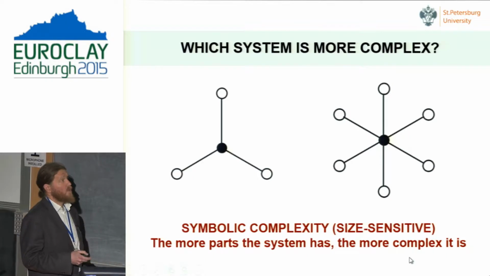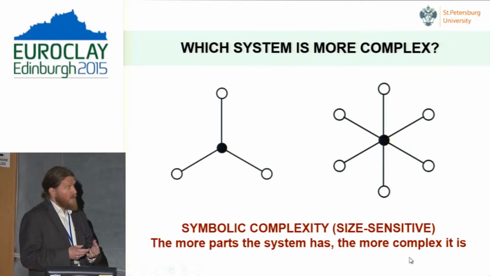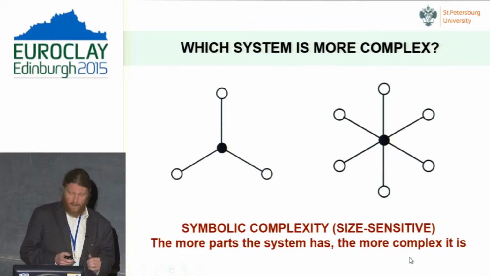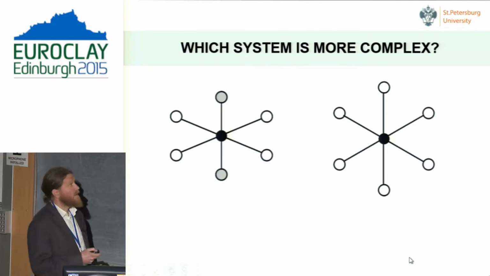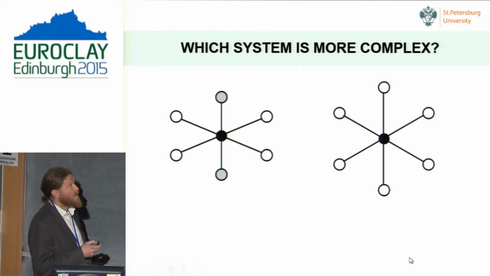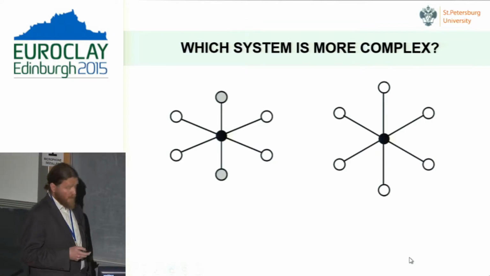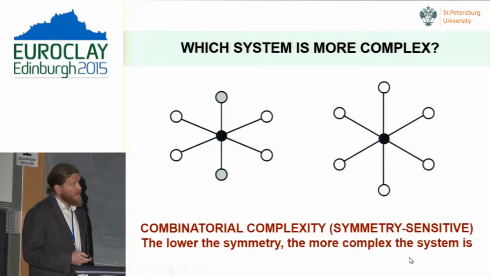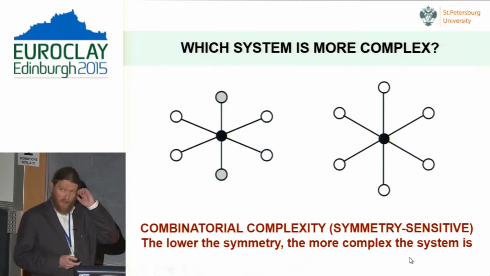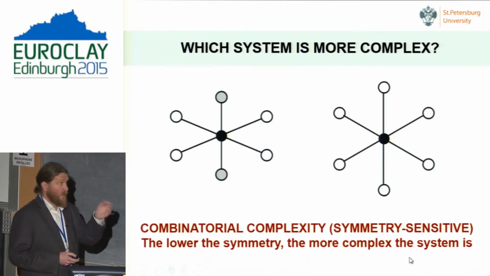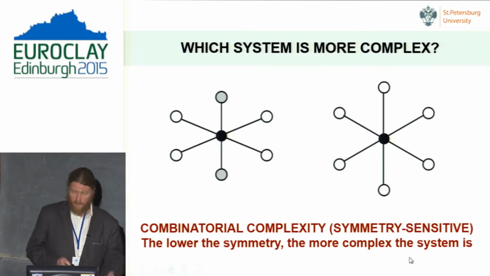This is what is called symbolic complexity, which is sensitive to size. The more parts the system has, the more complex it is. Then the next consideration: we consider, for example, these two graphs. I would say that this graph is more complex because it has 3 different types of vertices, and this one has only 2. This is a second consideration of complexity. This is what's called combinatorial complexity in complexity theory, which is sensitive to symmetry. So the lower the symmetry, the more complex the system is.